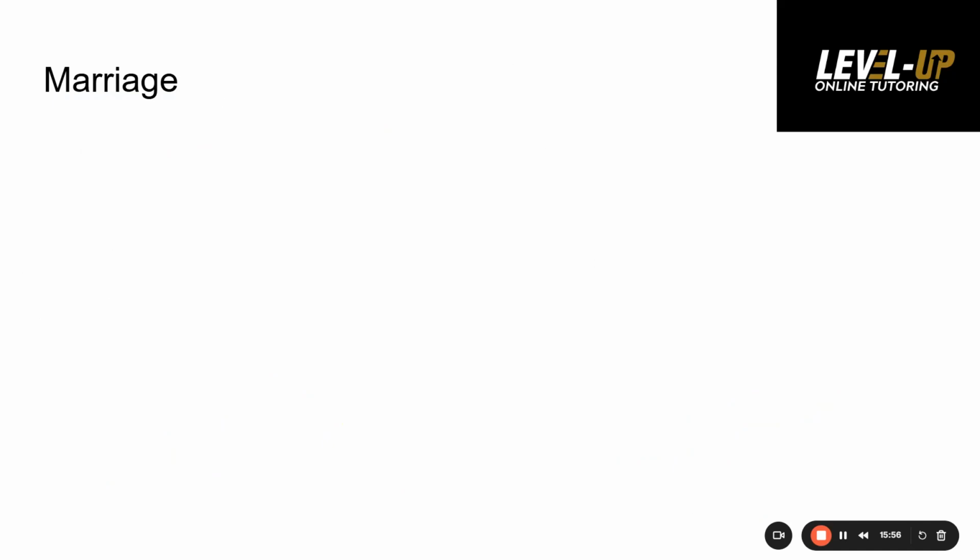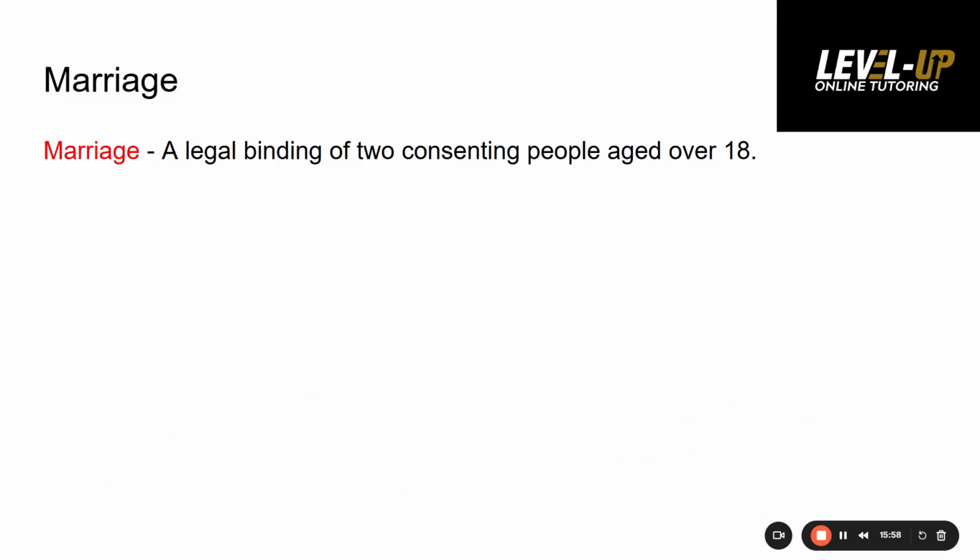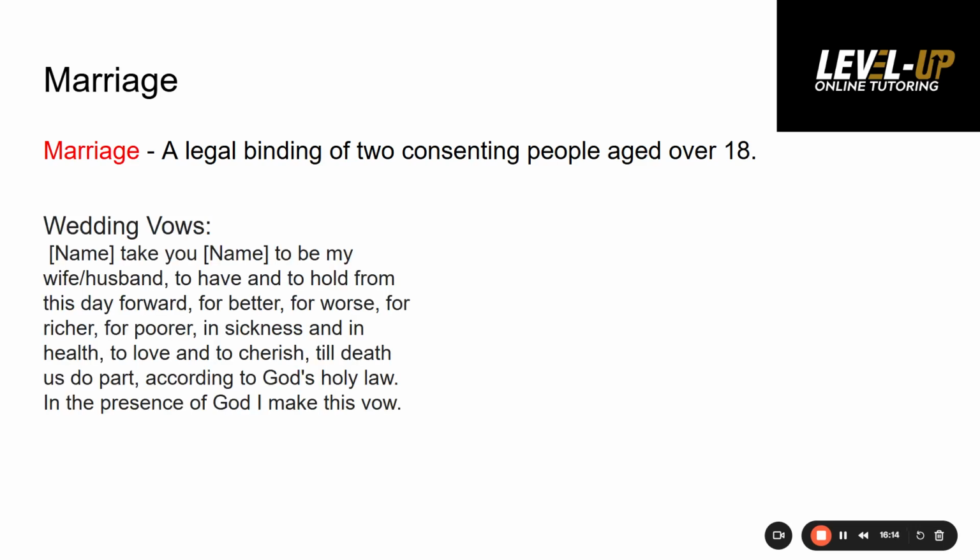This then brings us on to looking at marriage. Now, marriage is just the legal binding of two consenting people over the age of 18. It used to be that you could get married at the age of 16 with parental consent. However, a few years ago, this was overruled, and you now have to be 18 in order to get married. Part of being in a wedding is that you will say wedding vows, effectively a promise that you're saying to your partner to ensure that they know you're going to be with them no matter what, whether it be better, for worse, for richer, for poorer, in sickness and in health, till death do us part.